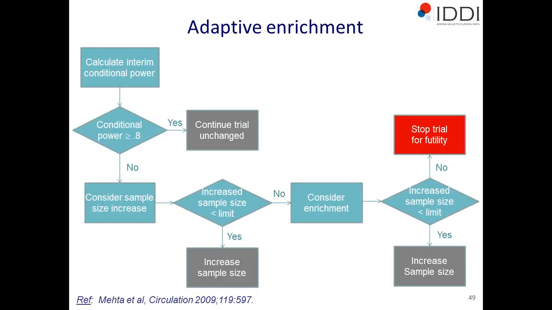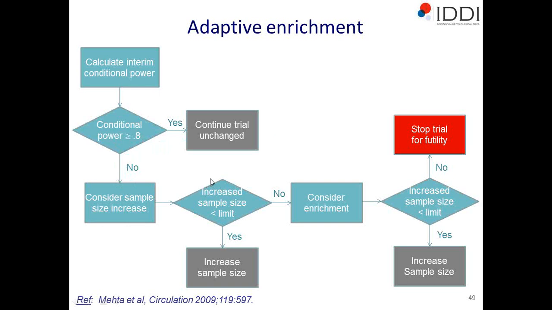So at the interim analysis, you can calculate your conditional power for the whole target population. If this conditional power is large, above 80%, you continue your trial unchanged. However, if your power is less than 80%, as before, we could say, okay, we could increase the sample size.